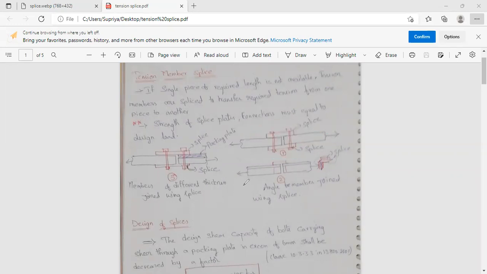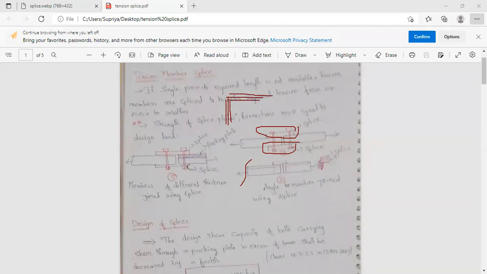Coming to the second diagram, here we are joining two angle sections. Angle section is nothing but an L section, and an L section has a web and a flange. So just by using this type of tension splice, we cannot join the angle sections. We have to provide a tension splice here, and here, and we also have to provide the tension splice on the top.